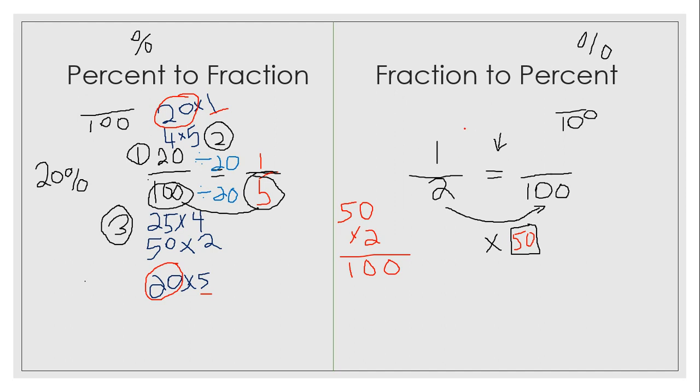Okay, and so that means what I do to the bottom, I do to the top to make it equivalent, times 50. And then you'll see that you get 50%. Easy.